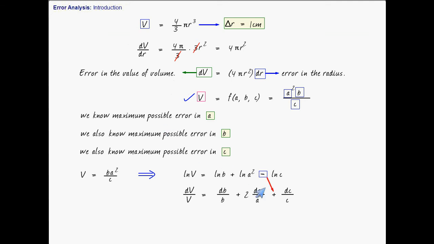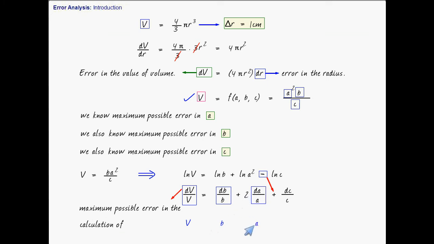Now friends, what is this dV by V? This is the fractional error in the calculation of V. Maybe we can multiply the whole equation by 100 to obtain the percentage error. That you can do yourself. This dV by V is the maximum possible error in the calculation of V. dA by A is the maximum possible error in the calculation of A, and dC by C is the maximum possible error in the calculation of C.